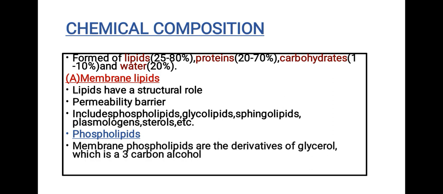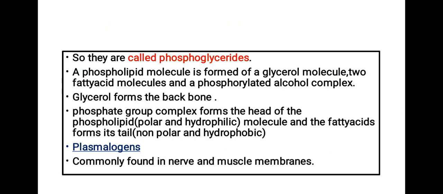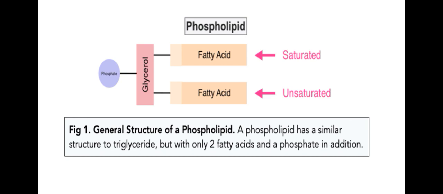Looking at phospholipids: membrane phospholipids are derivatives of glycerol, which is a 3-carbon alcohol, so they are called phosphoglycerides. A phospholipid molecule is formed of a glycerol molecule, 2 fatty acid molecules and a phosphorylated alcohol complex. Glycerol forms a backbone. The phosphate group complex forms the head of the phospholipid, a polar and hydrophilic molecule, and the fatty acids form its tail, nonpolar and hydrophobic. Plasmalogens are commonly found in nerve and muscle membranes.